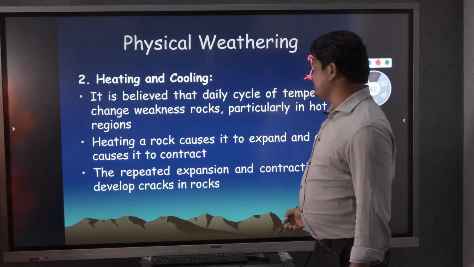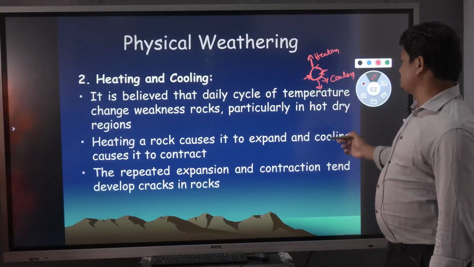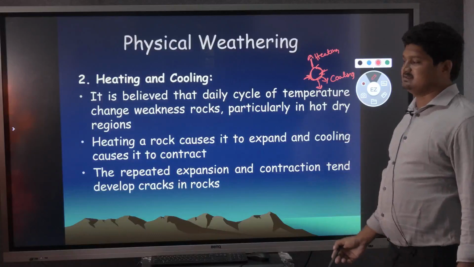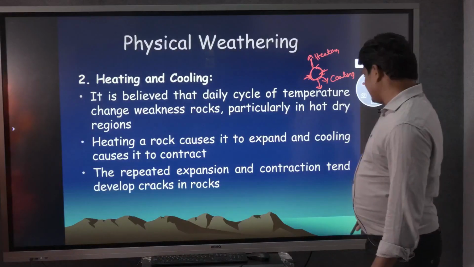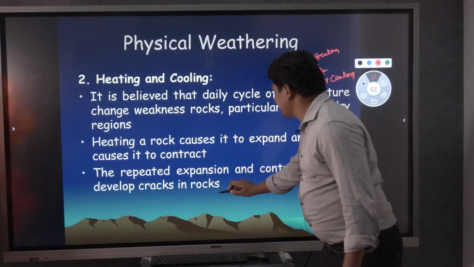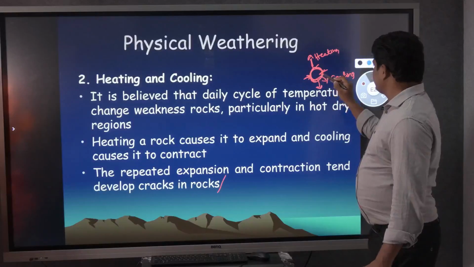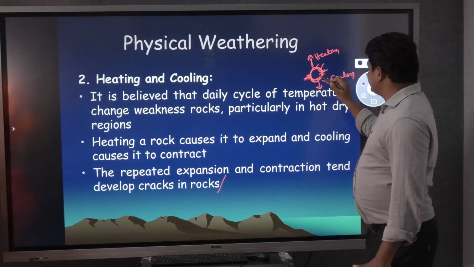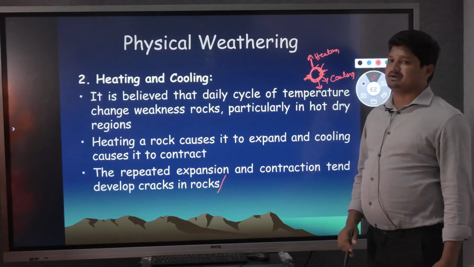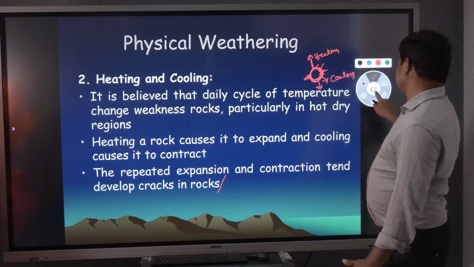It is believed that a daily cycle of temperature change weakens the rocks, particularly in hot and dry regions. In a similar way, the repeated expansion and contraction tend to develop cracks. So this process will be continuously applied in that rock area, so definitely cracks will occur. So this process we call heating and cooling.